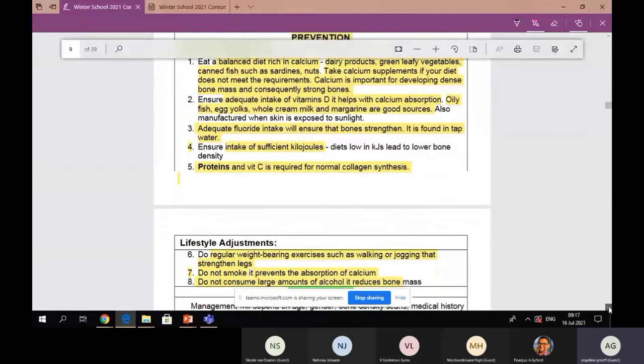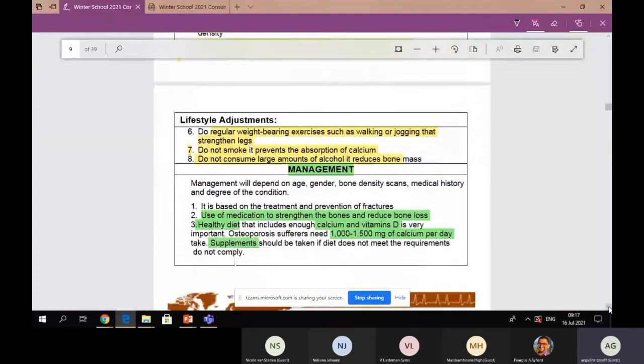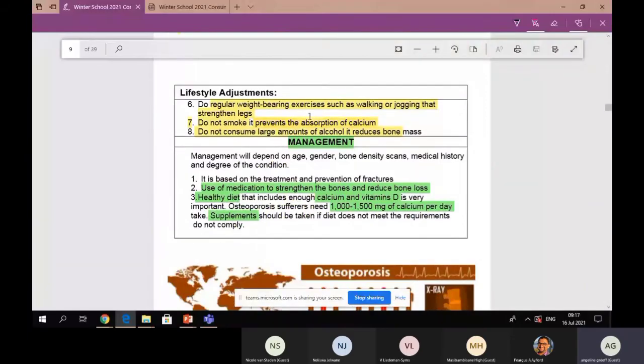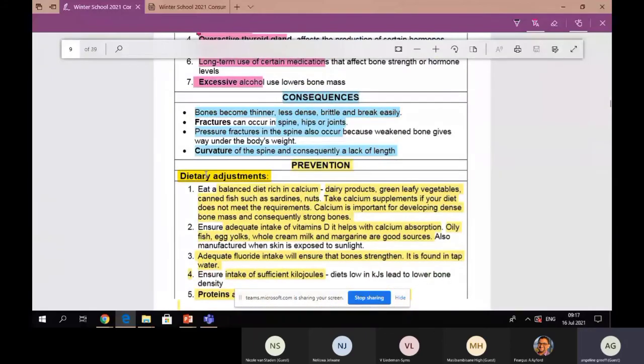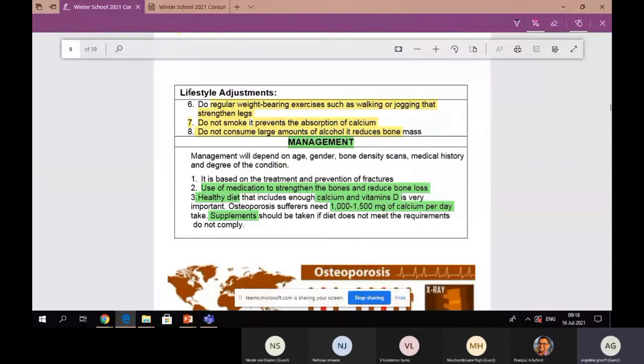Lifestyle adjustments and then management is what we're going to have a look at. So lifestyle, remember here once more, we've looked at dietary adjustments and now we're looking at lifestyle adjustments. Please know the difference between that. So do regular weight-bearing exercise such as walking or jogging that strengthen the legs. Okay, this is throughout your life, obviously, and especially to strengthen the bones in younger years. And then smoking, we know, is not good. It prevents absorption of calcium. And then large amounts of alcohol also reduces bone mass.